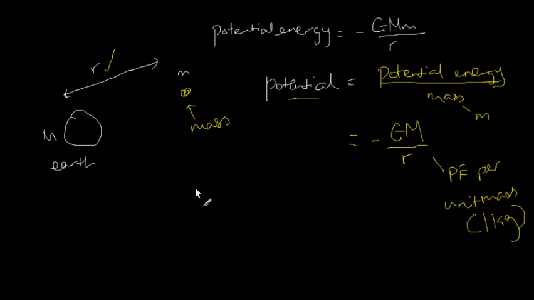So you can think of it this way. The PE is equal to the mass times the potential. Now, it is important to be aware of this difference. So if you see potential, it is definitely not equal to potential energy. It's potential energy per unit mass.